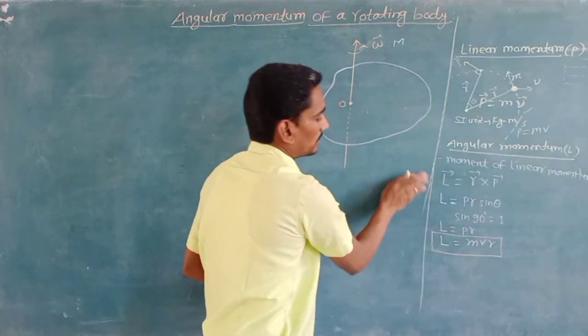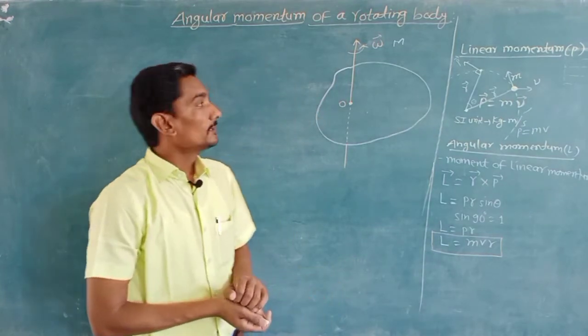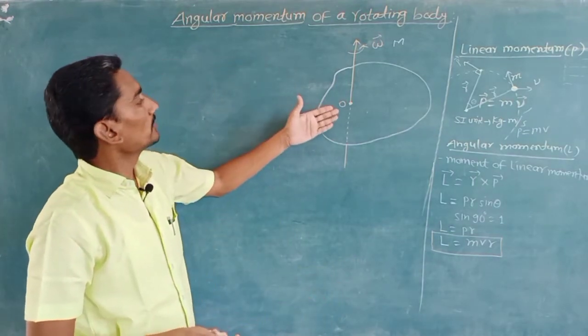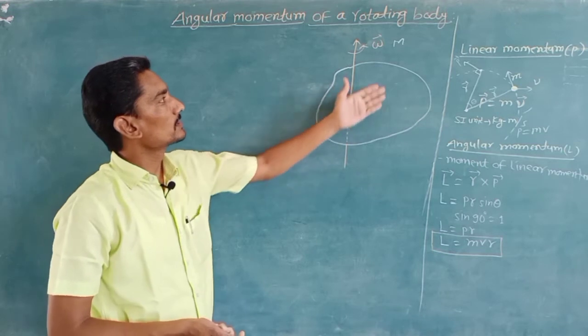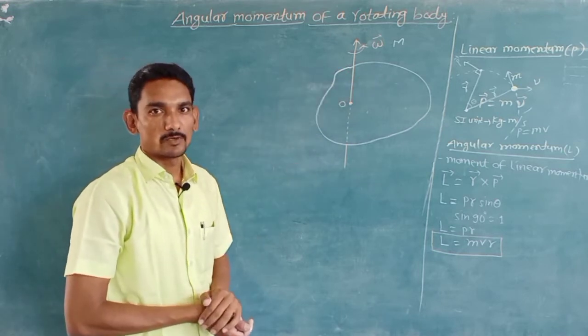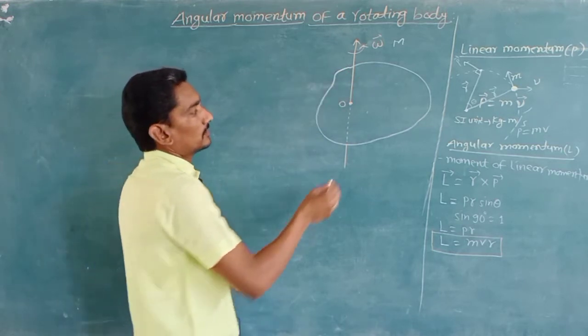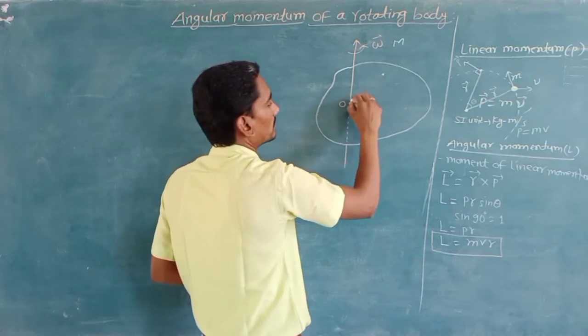But now we have to determine the angular momentum of this rotating object or rotating body. Again, for that purpose, we have to consider the particles within the body.